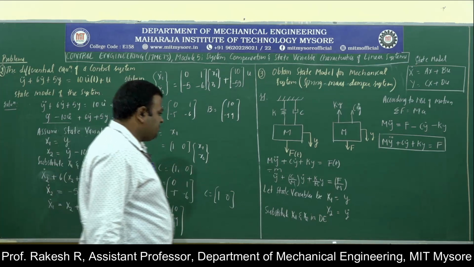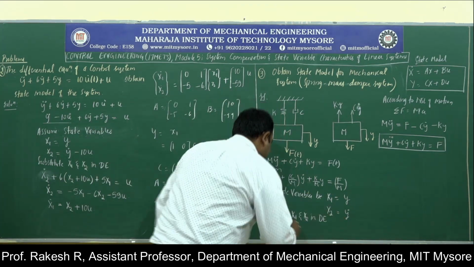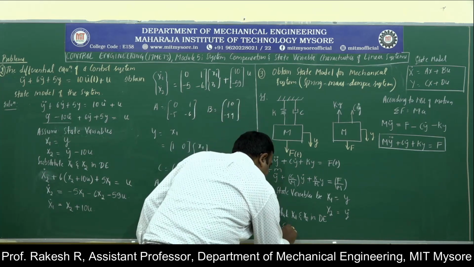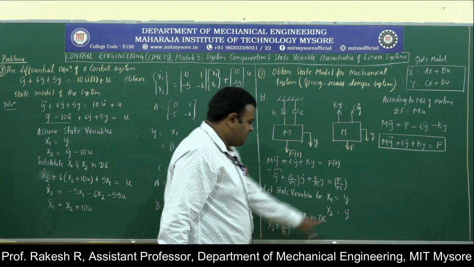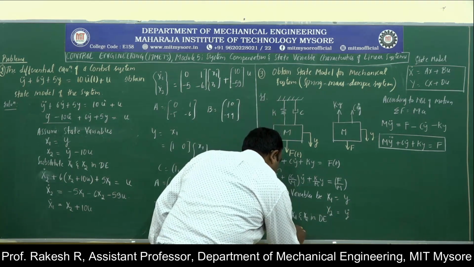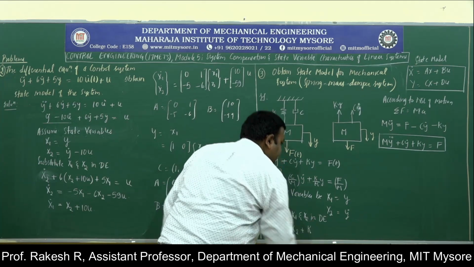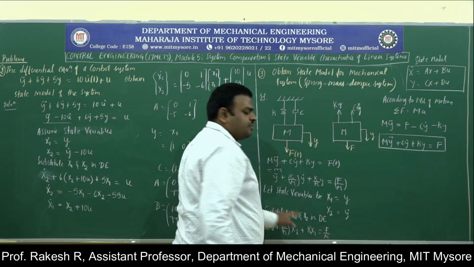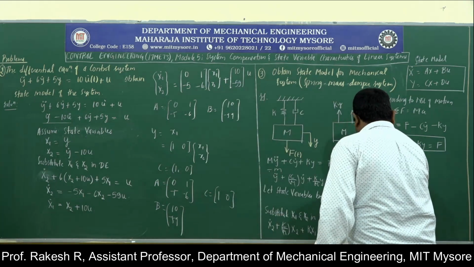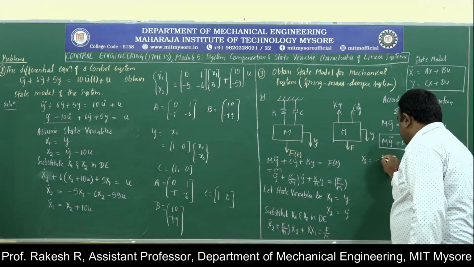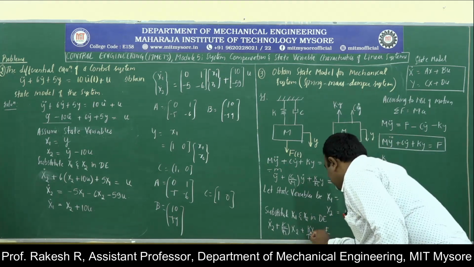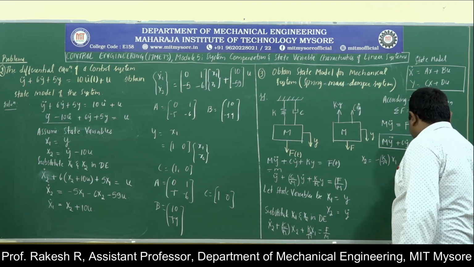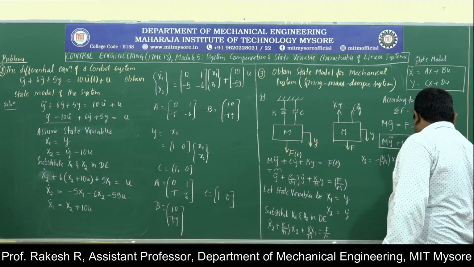If I substitute x1 and x2, y double dot is nothing but x2 dot, plus c by m into y dot. What is y dot? Y dot is nothing but x2, plus k into y, which is x1, will be equal to f by m. I will be rearranging this. x2 dot will be equal to minus k by m into x1 minus c by m into x2 plus f by m.